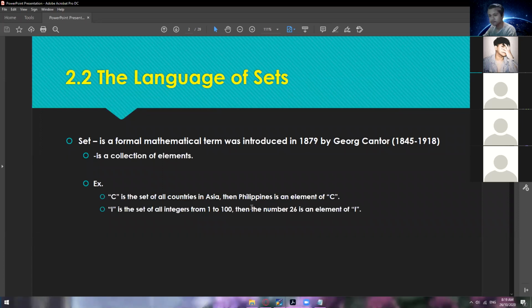Anyone? Just give one example, a set and then an element inside of that set. R is the set of all integers from 1 to 10. Then the number 9 is an element of R. Of set R. Okay.